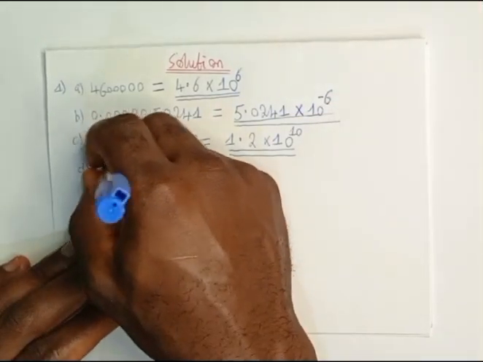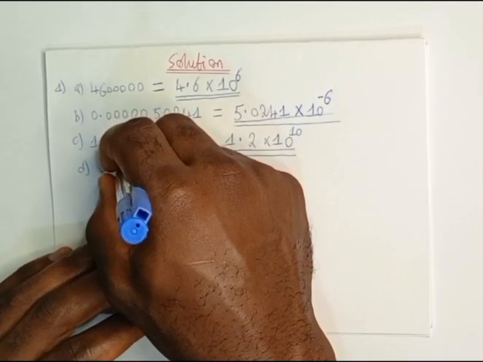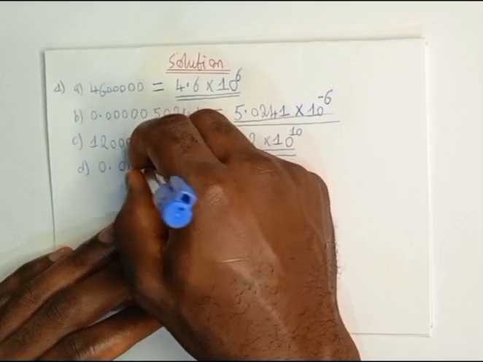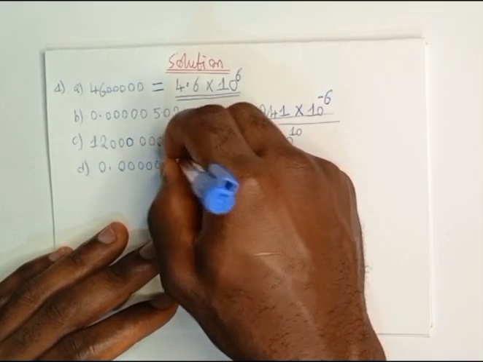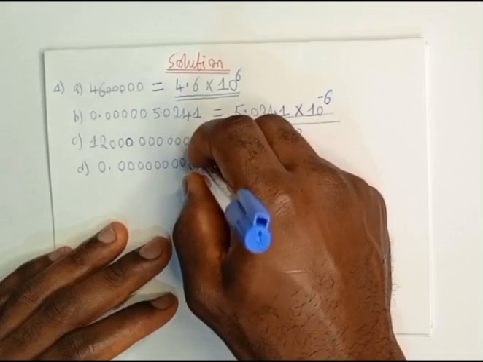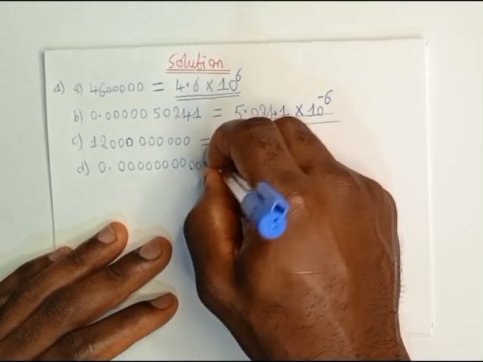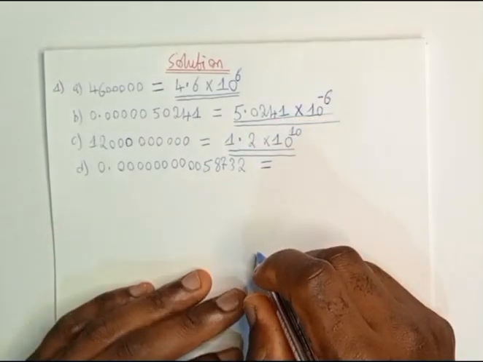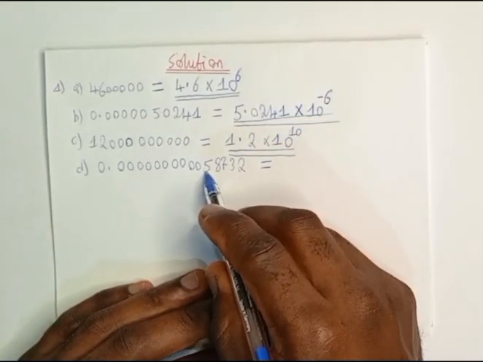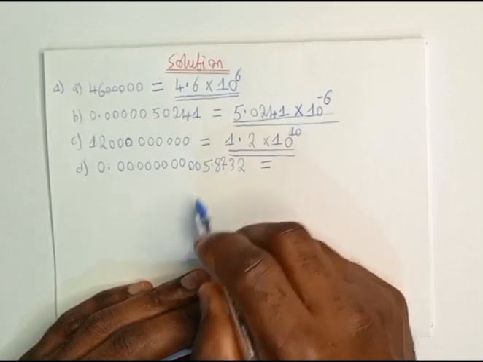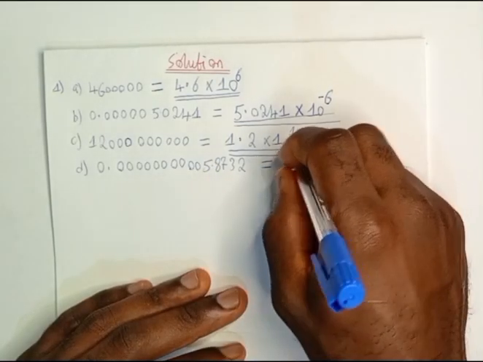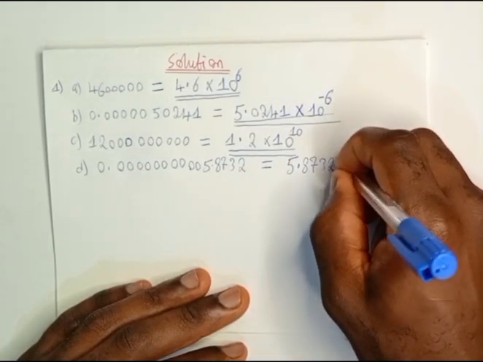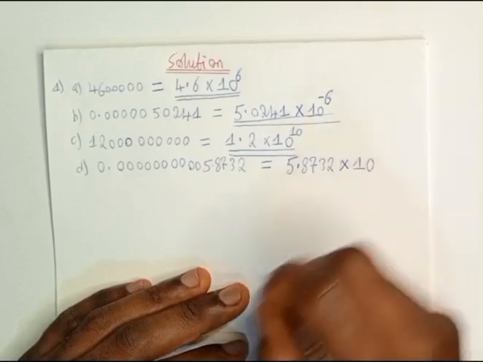For question D, we have the number 0.0 with 10 0, 0.000000000058732. In standard form, it is simply equal to, we are going to fix a decimal point after the first non-zero digit, that is between 5 and 8, and our A will be 5.8732 times 10 to the power.